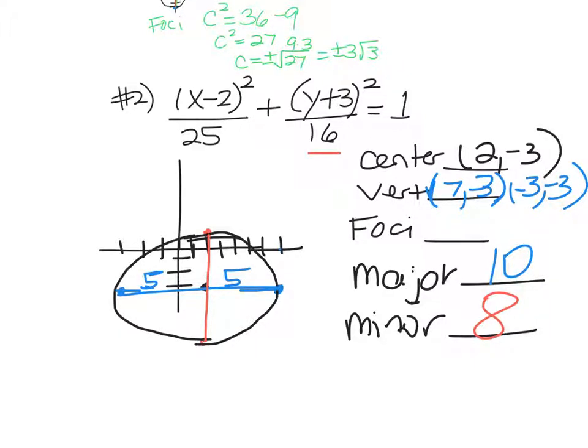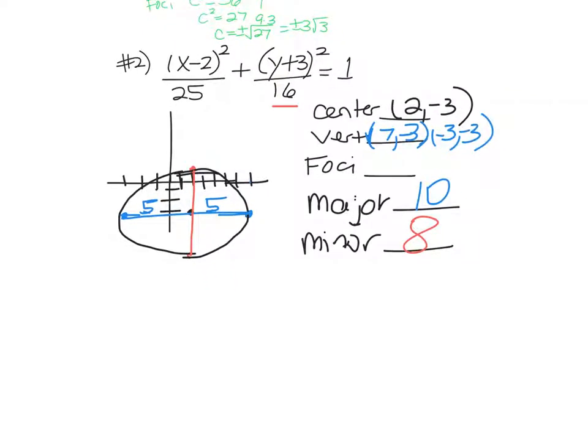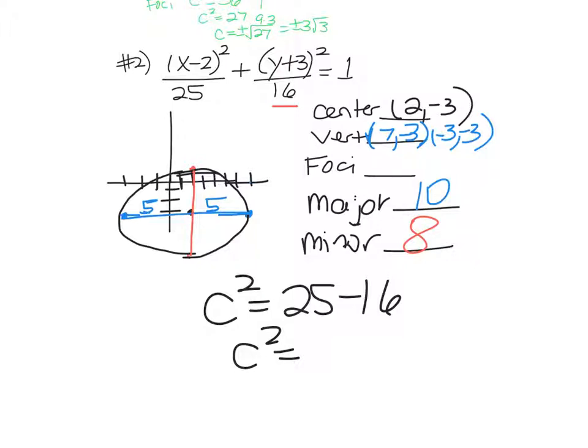Okay, now we need to find the foci. Don't forget the foci are going to be a distance off the center also. So we're going to do c squared equals big number minus small number. Okay, c squared equals a squared minus b squared this time. So c squared equals, oh, does that turn out nicely? Yeah, 9? So c equals plus or minus 3.